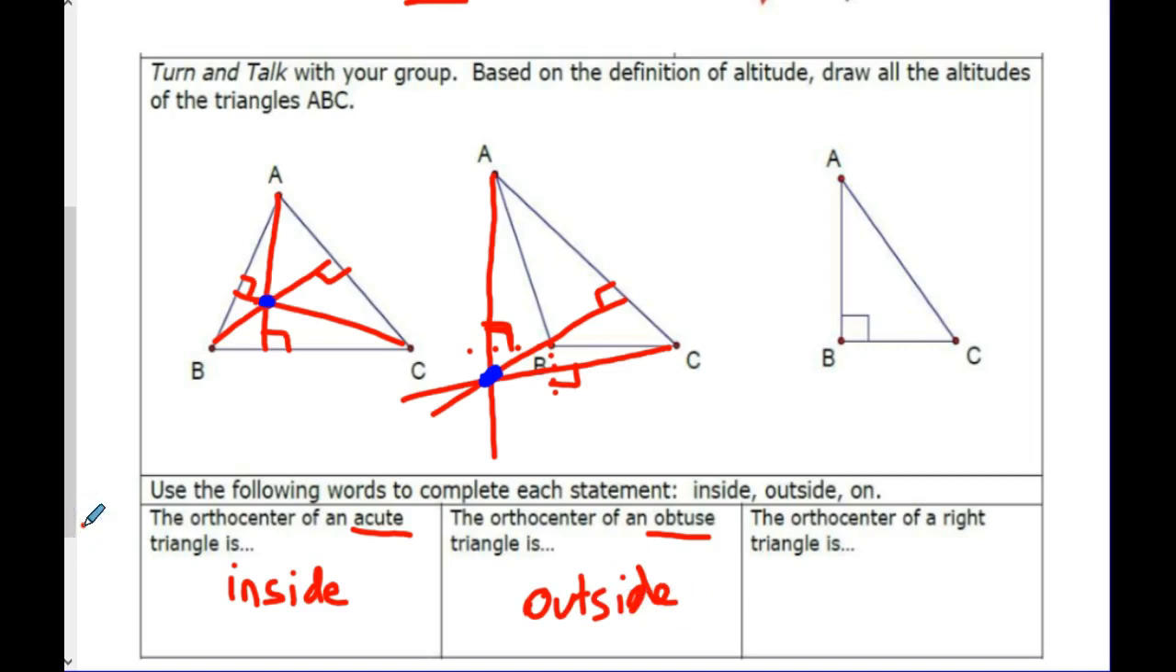Okay. Now, take a wild guess. What do you think about a right triangle? Where's that going to be? So that should be on the edge. Okay, so inside is acute, outside is obtuse. Check it out. The altitude has to be on the edge of a right triangle because it needs to make a right angle. It's on the edge because it makes a right angle, and then it goes through the vertex. So the orthocenter is actually not only on the edge, but it's on the vertex of the right triangle. Yeah, on the vertex of the right angle.